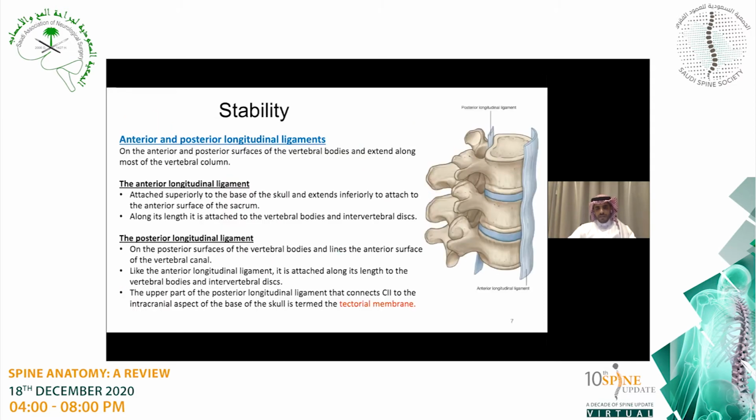The stability of the spine is provided by the anterior longitudinal ligament and the posterior longitudinal ligament. The anterior longitudinal ligament is attached superiorly to the skull and extends to the anterior surface of the sacrum, and along its length it's attached to the anterior body. The posterior longitudinal ligament lines the anterior vertebral canal, and it's also attached to the posterior side of the vertebral body and to the discs.